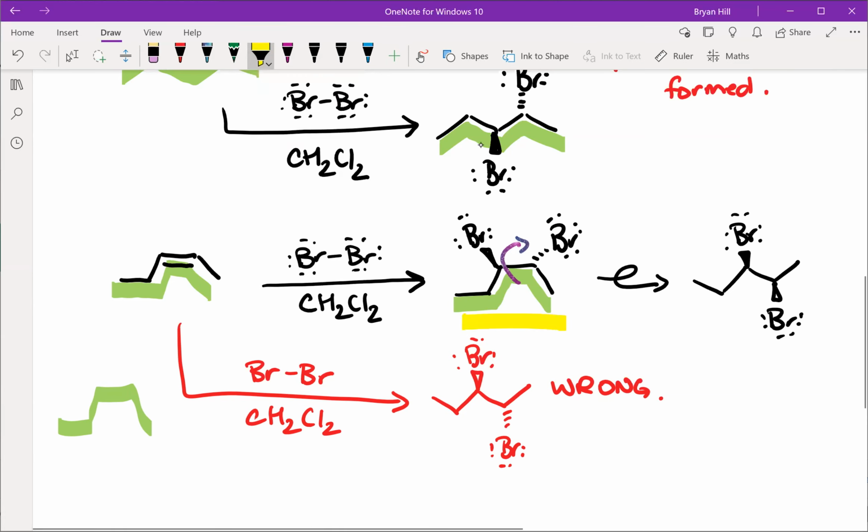If you keep the framework the same and you put them trans to one another, or put them on opposite sides, you're going to get the right answer. But if you mix up the way that you've drawn the skeletal structure where the double bond is, then this would be wrong.